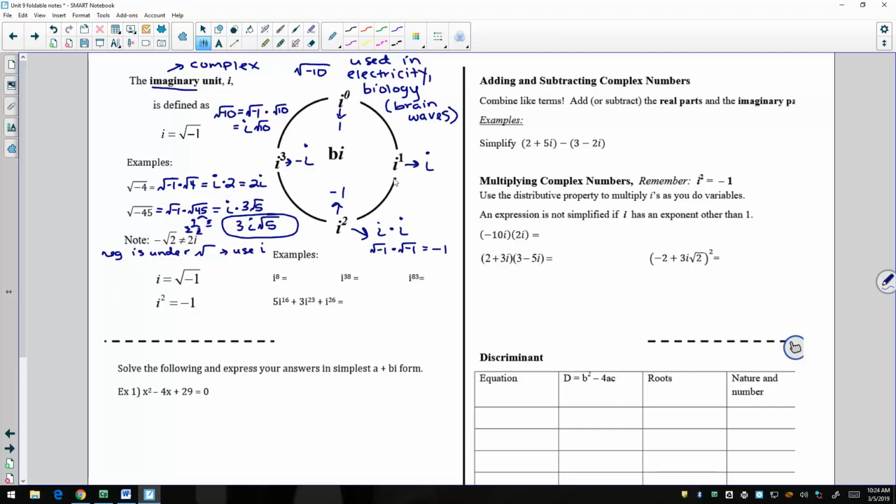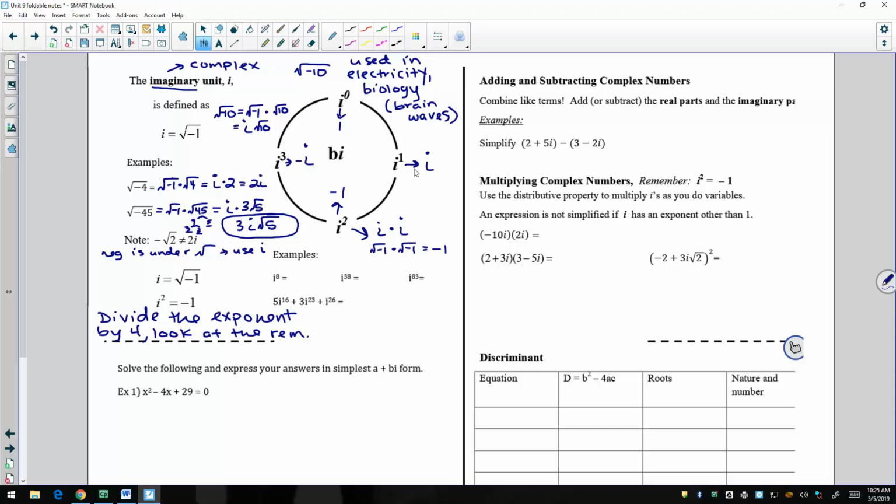You're not going to sit here and count to 122 to figure out which one it's equal to. Here's the shortcut. You are going to divide the exponent by 4, because every 4th i, it starts to repeat. And then you're going to look at the remainder. So if there is no remainder, that would be a 0, so that i would be equal to i to the 0.